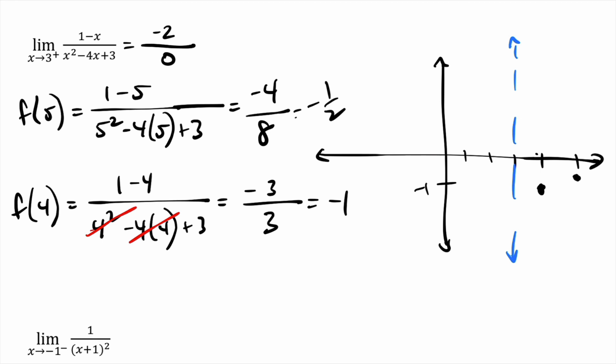So from 5 to 4, did I go up or down? Down, right, down. And if you want further confirmation, plug in 3.5. 1 minus 3.5, 3.5 squared. You can do that if you want further confirmation. But yeah, it is going in the lower direction. So this is going to be negative infinity.